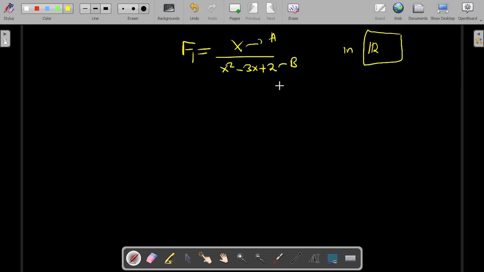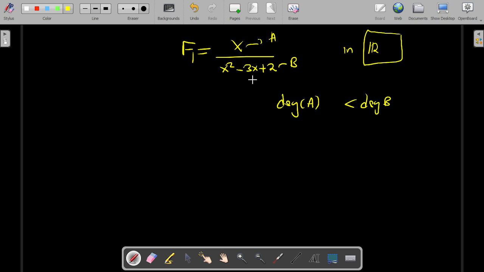Now the first thing that we want to do is to check the degree of the numerator and the degree of the denominator. Here we see that the degree of the numerator is 1 and the degree of the denominator is 2. So the degree of A is strictly less than the degree of B. This is what we observe, and so we can apply the decomposition technique that we are supposed to apply.